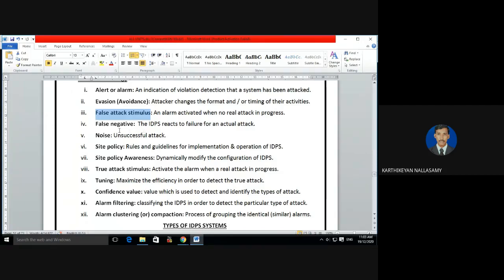And the next one is false negative. It means that the IDPS, that is called Intrusion Detection Prevention System, fails to detect an attack and raise an alarm.